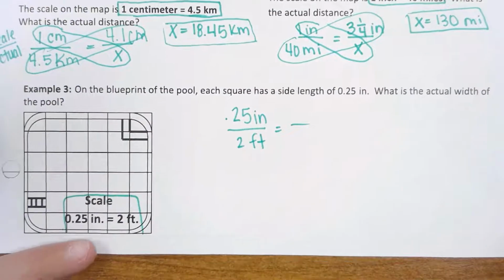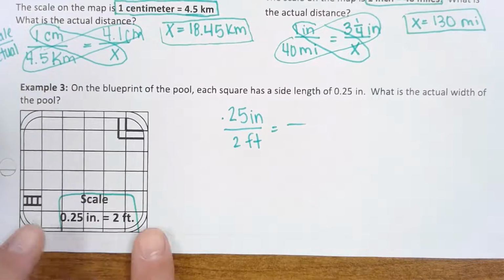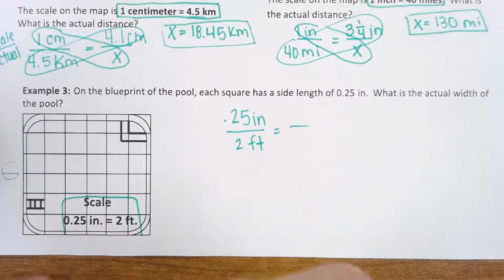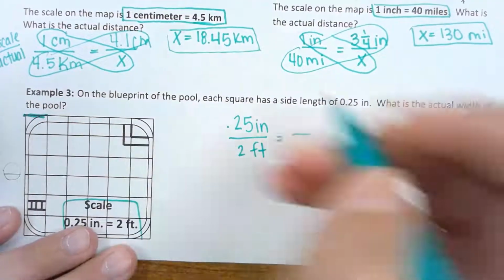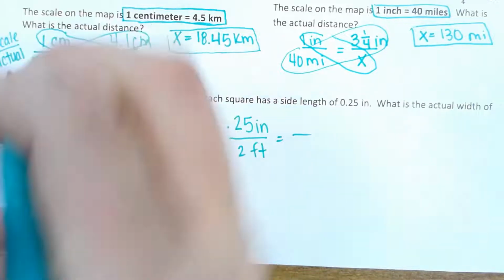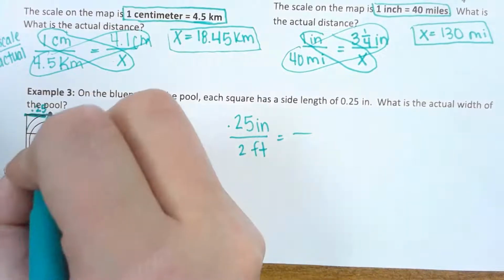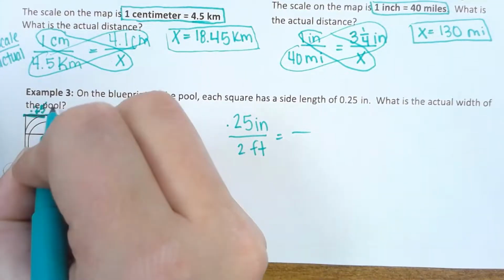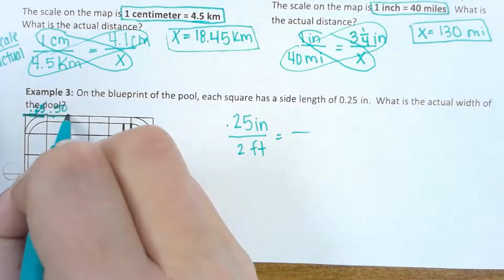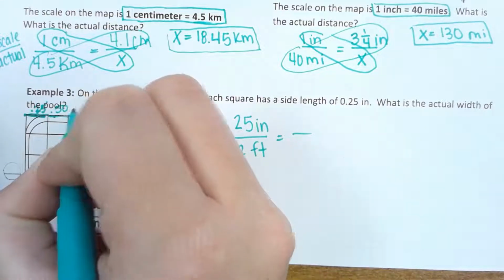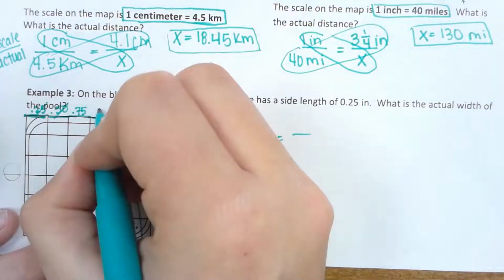And they don't give me another number because they give me my blueprint. So I need to figure out the length of it myself. What they're telling us is that every length of the square has a length of 0.25 inches. So this first square has a length of 0.25. Then add on another 0.25 and we now have 0.50, because 0.25 plus 0.25 is 0.50. Add on another 0.25 and we get 0.75. Add on another 0.25 and we get 1 inch.